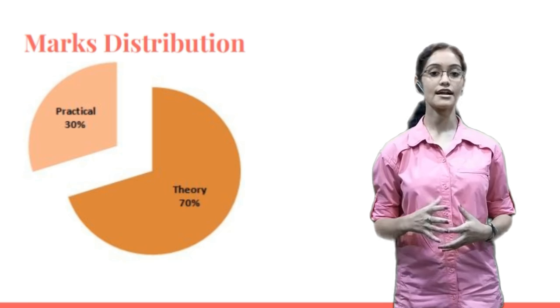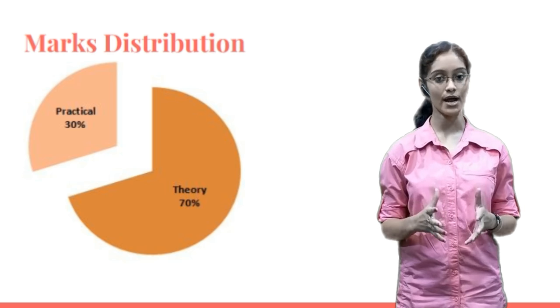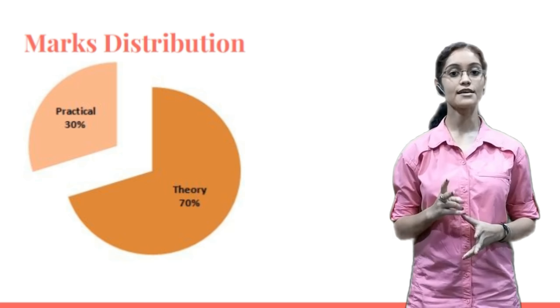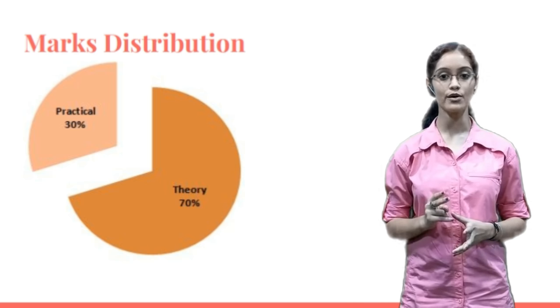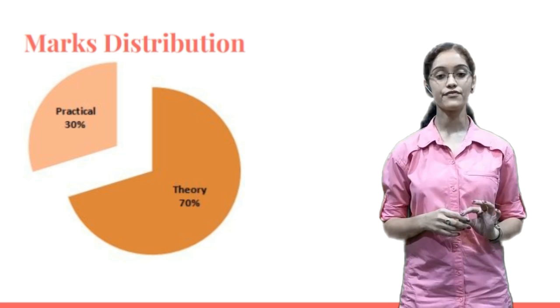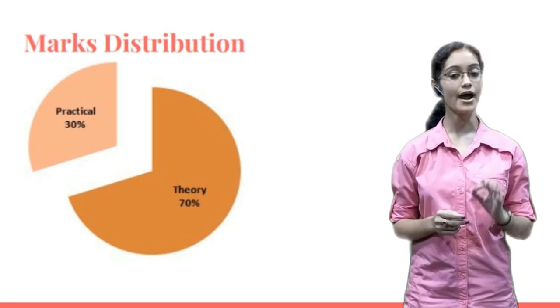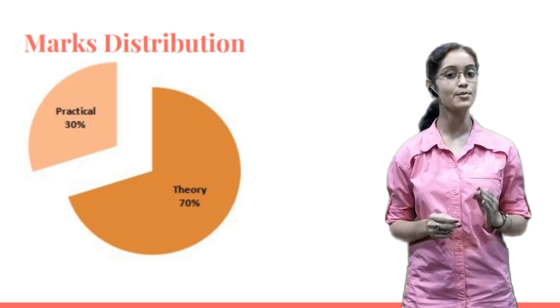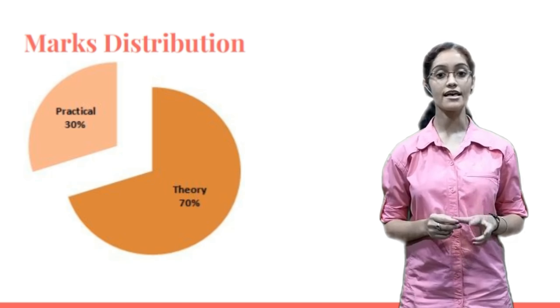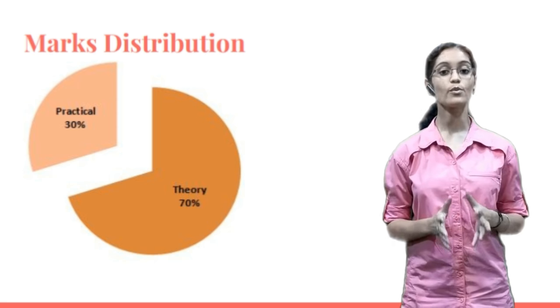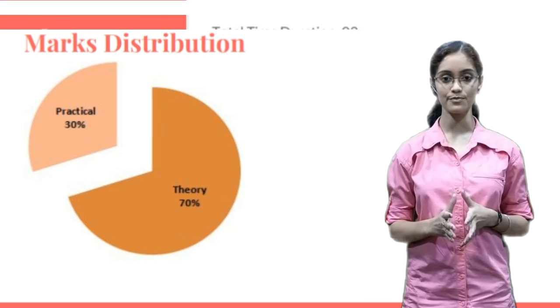Let us first understand how the CBSE has divided the biology examination pattern. The CBSE board has divided the biology examination into two types. The first one is the practical and the second is the theory. The practical part constitutes 30% of the paper, whereas 70% of the weightage is given to the theory part. Today we will discuss the theory examination pattern.